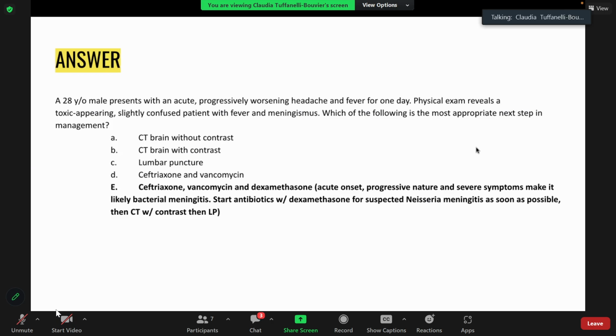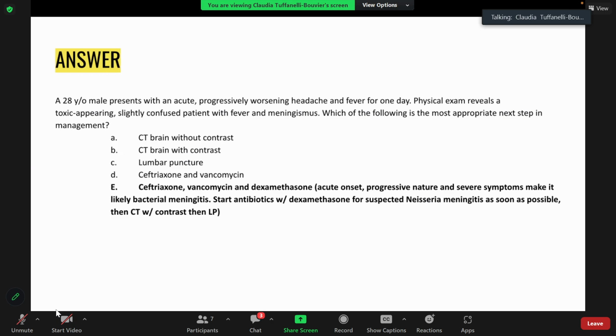Because it came on really fast, and he has a fever and meningismus, you're going to be highly suspicious for bacterial meningitis. So with bacterial meningitis, if there's any delay in imaging or obtaining any fluid, you want to immediately start the antibiotics. And in this one, because he's 28, so he's younger, in that age group, you're going to be more concerned for Neisseria meningitidis. So you're going to want to give the dexamethasone with that.